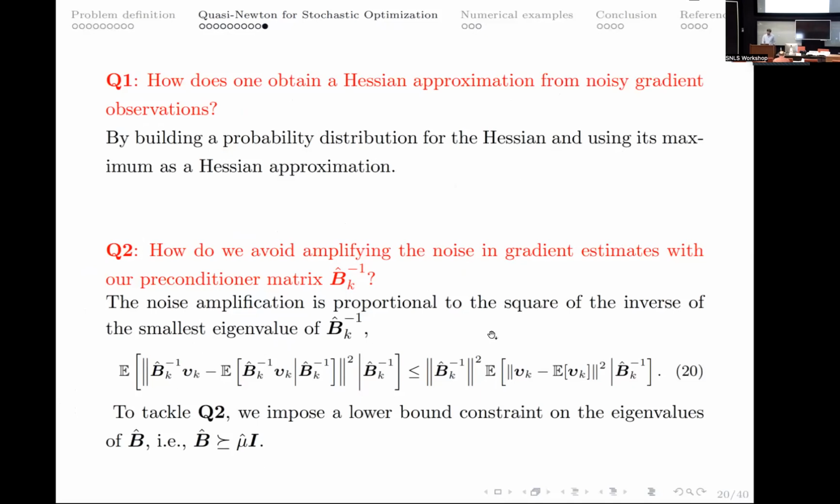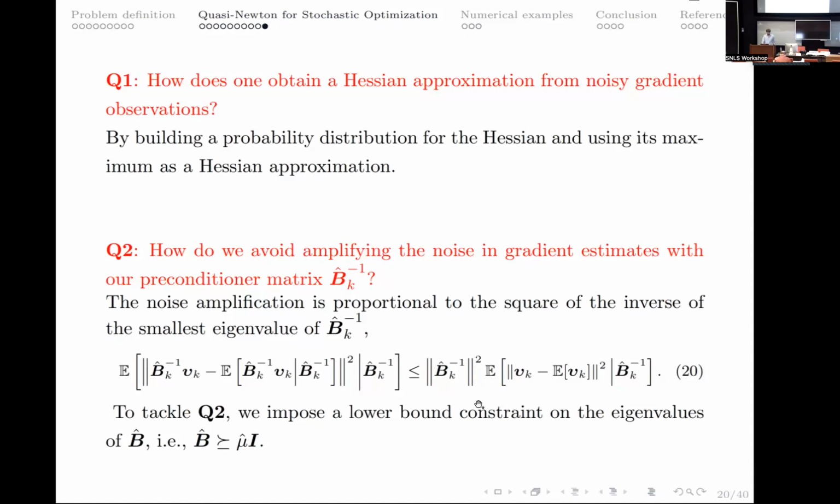So how do we avoid amplifying noise? And here I get to the point of controlling the smallest eigenvalues of B hat. Because given that we control the smallest eigenvalues of B hat, we also implicitly control the operator norm of the inverse, which will be 1 over mu hat, right? So by forcing mu hat to be somewhat large, we avoid this noise amplification.